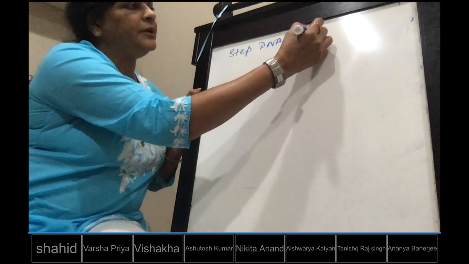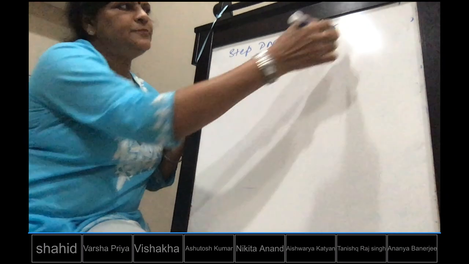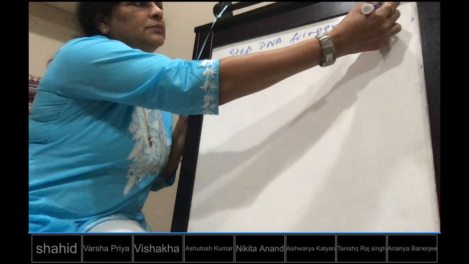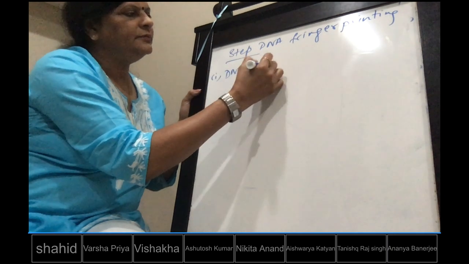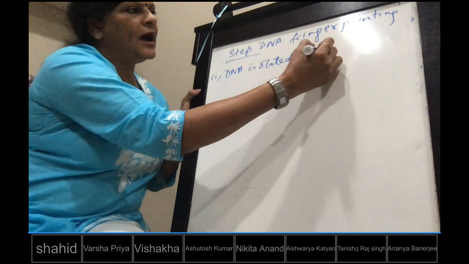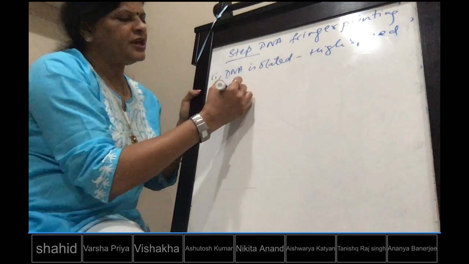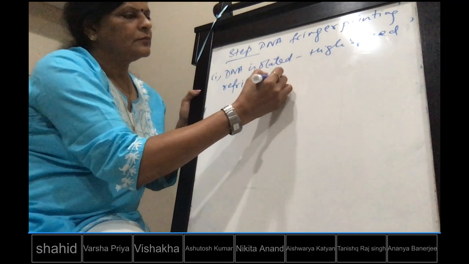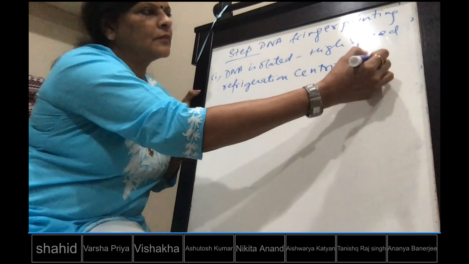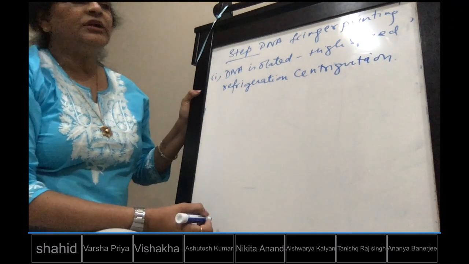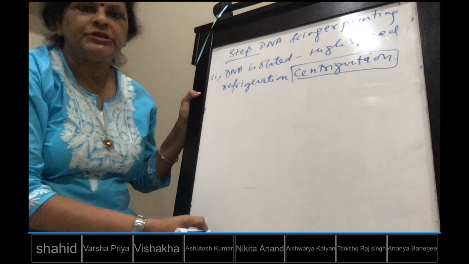Now let us see what are the steps of DNA fingerprinting. Steps of DNA fingerprinting. Simple steps है. First one, DNA is isolated by high speed centrifugation. So the technique used, suppose what is the technique used? You will use the word centrifugation.